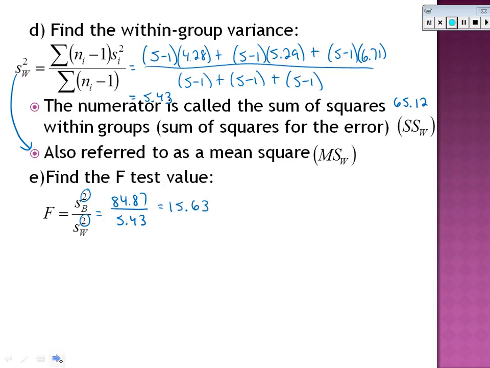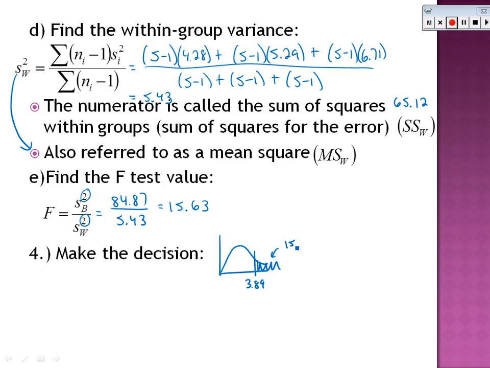So our F-test value is 15.63. Time for us to make our decision. We can draw this out if you'd like. F distribution, this one's always going to be a right-tailed test. The critical value was 3.89. So our test value of 15.63 is in that critical region, that rejection region. So we reject the null.